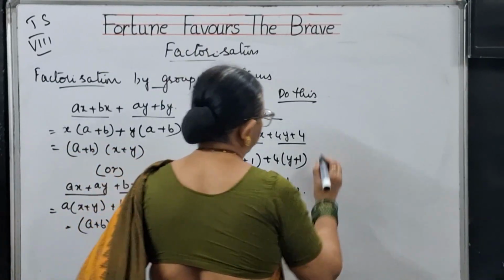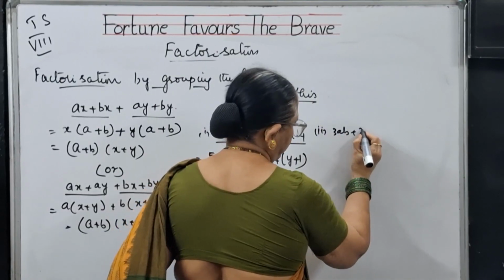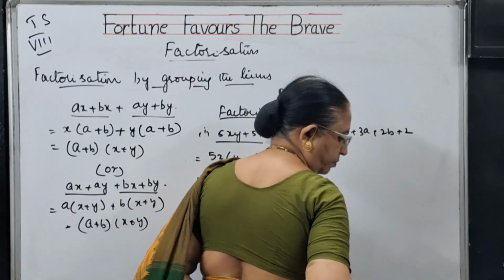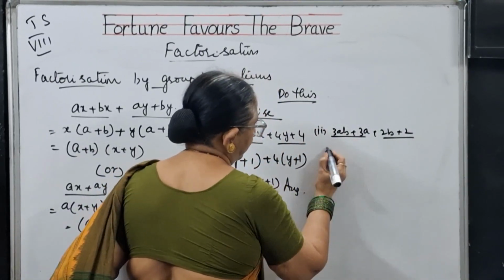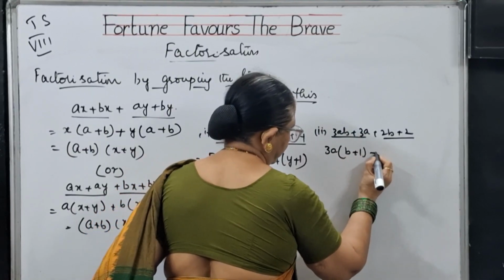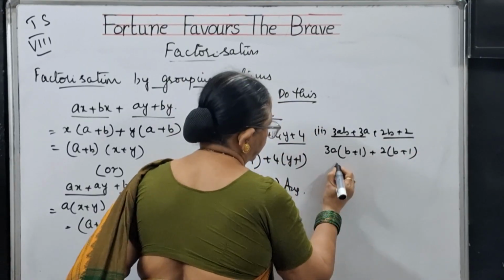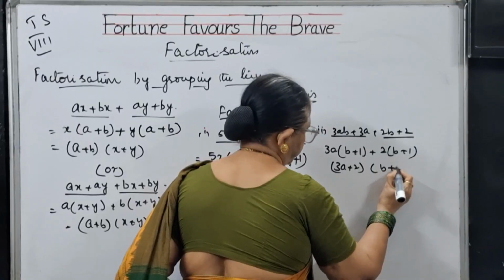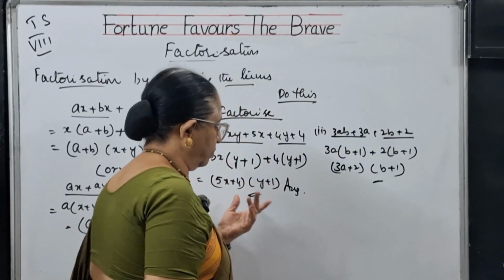Now the second one: 3ab plus 3a plus 2b plus 2. So let me take this as one group, this as one group. In this, the common factor is 3a. So 3a into (b plus 1), plus 2 into (b plus 1), 2 is common. So (3a plus 2) into (b plus 1). This is the answer for this problem, children.